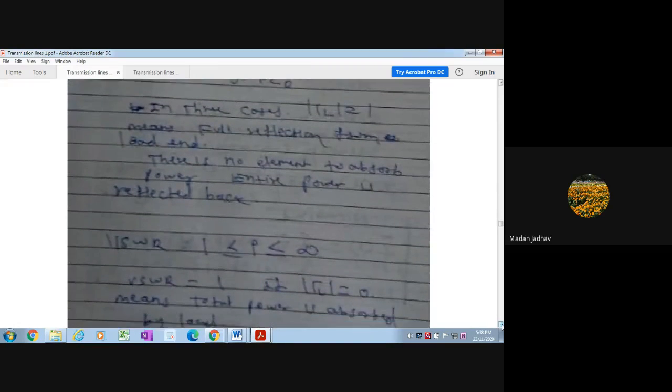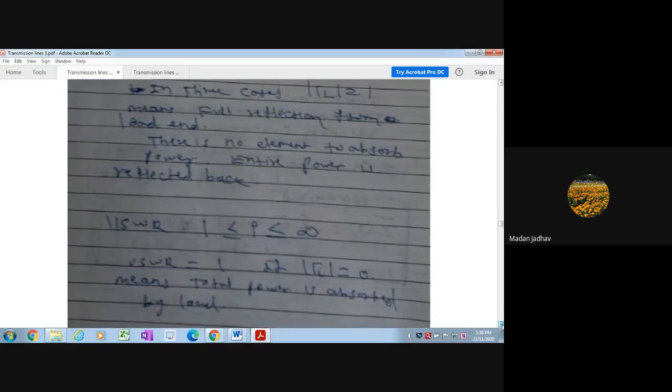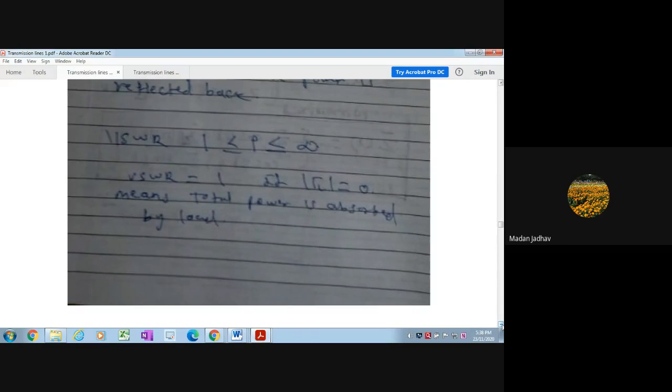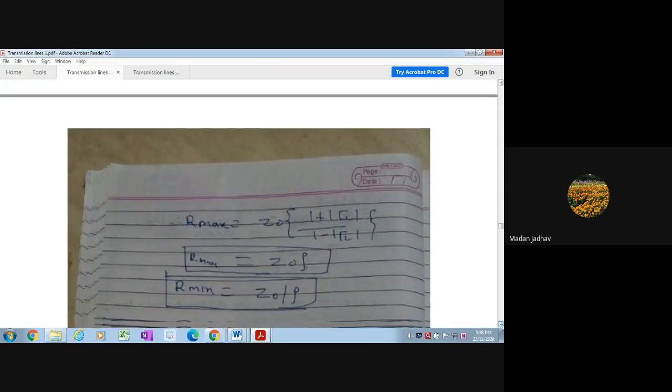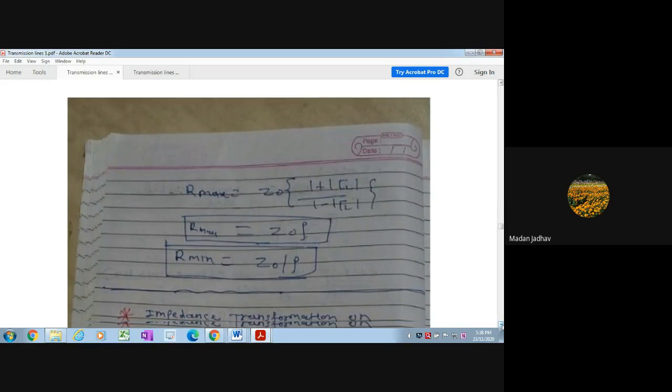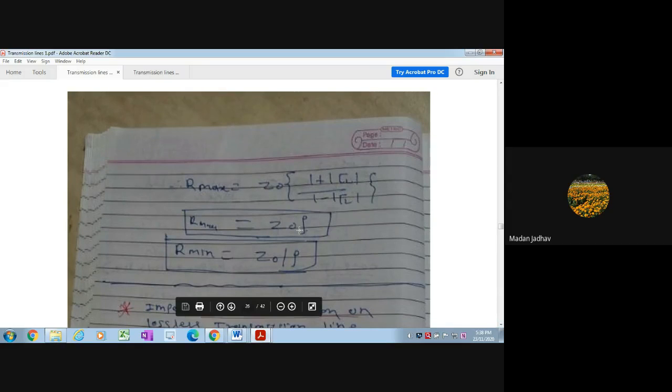Now the VSWR value ranges from 1 to infinity, where the maximum value is infinity and the minimum value is 1. For the reflection coefficient, the maximum value is 1 and the minimum value is 0. Now these are the relations between R max and the voltage standing wave ratio. R max is equal to Z naught times VSWR, and R minimum is equal to Z naught divided by the voltage standing wave ratio, because the voltage standing wave ratio we can measure in the laboratory.